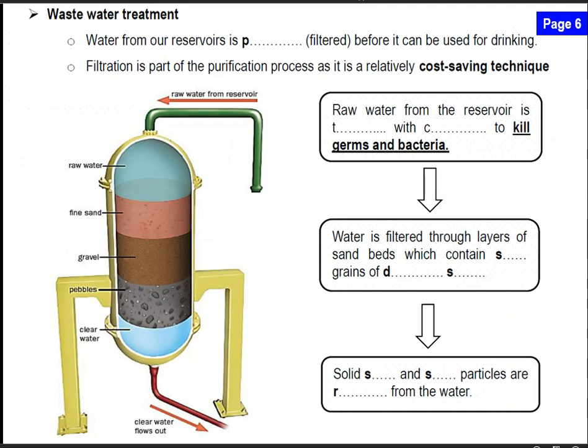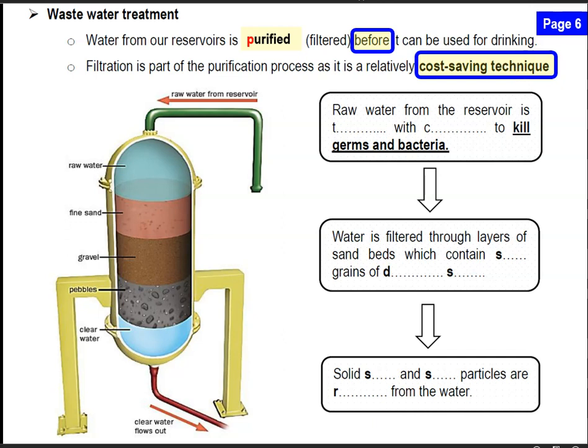Okay, so as mentioned just now, wastewater treatment or the usage of filtration in water treatment is actually very important. Now, the water from our reservoirs must first be purified. The word purified means it must be pure, it must be clean, and therefore the process that we use is actually filtration. Why is filtration used? Because it is a very cost-saving technique. That means it is very cost-effective and it's cheap.